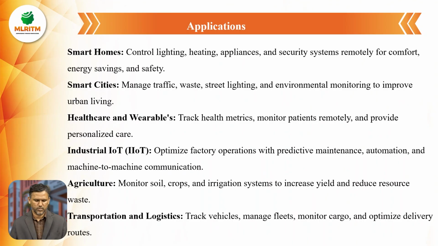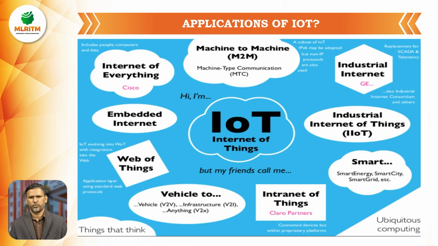So different applications like smart homes, smart cities, healthcare, wearables, industrial IoT, smart agriculture, transportation and logistics applications. Different machine-to-machine applications, industrial internet applications, industrial IoT applications. Next, smart cities applications. Next, vehicle-to-vehicle connectivity, intranet of things, web of things, embedded internet, and internet of everything. So these are the different industrial and non-industrial applications.